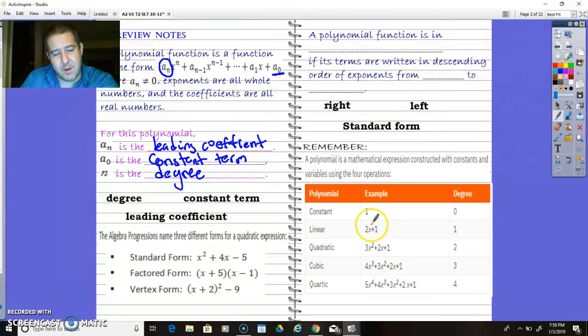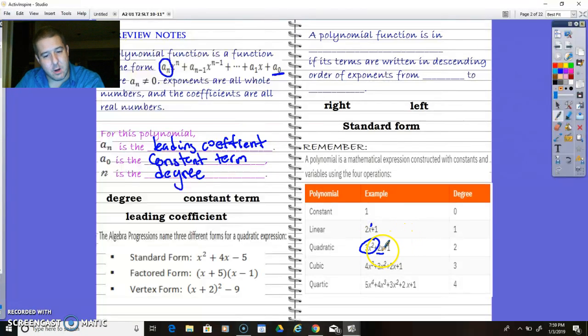Now, these are different types of functions you have seen so far. If it's just a number and no variable, it has a degree of 0, and it's just called a constant. If it's linear, it just has an x, no x squared, no x to the third. The degree is 1 because the exponent of that variable is 1. Quadratic is anything with an x squared. It can have an x after it, but it doesn't have to. So if it just has 3x squared, then it's still quadratic, but it can also have an x.